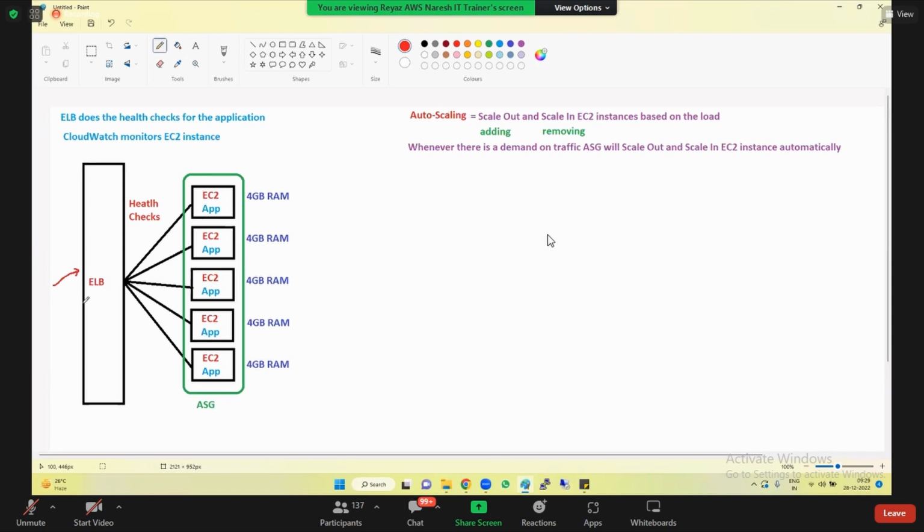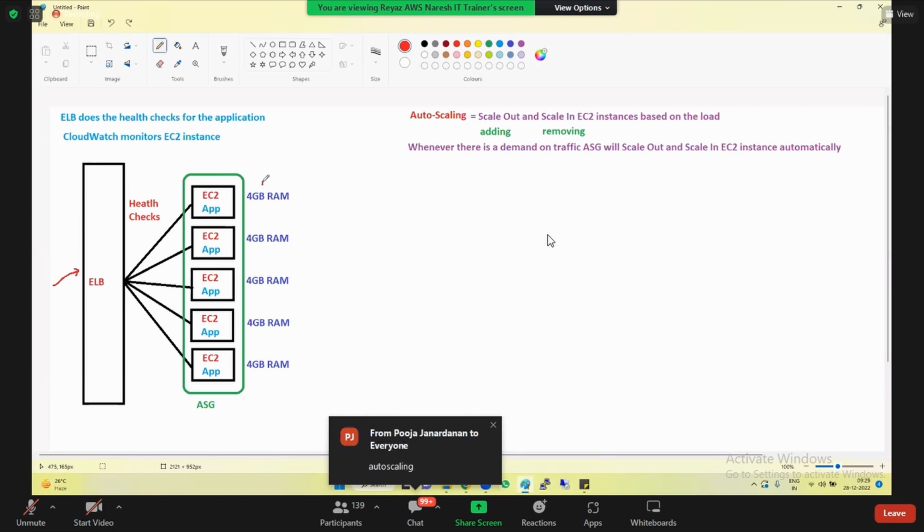So just imagine how many are there? 1, 2, 3, 4, 5 EC2 instances are there. But at the time of that Black Friday sale, will these 5 EC2 instances be sufficient? Definitely no. So at that time, obviously that load will get increased. And then do you all agree that automatically, based on the load, the scale out should happen? That means the number of EC2 instances should get increased? Yes. What is that called? This is called scale out.